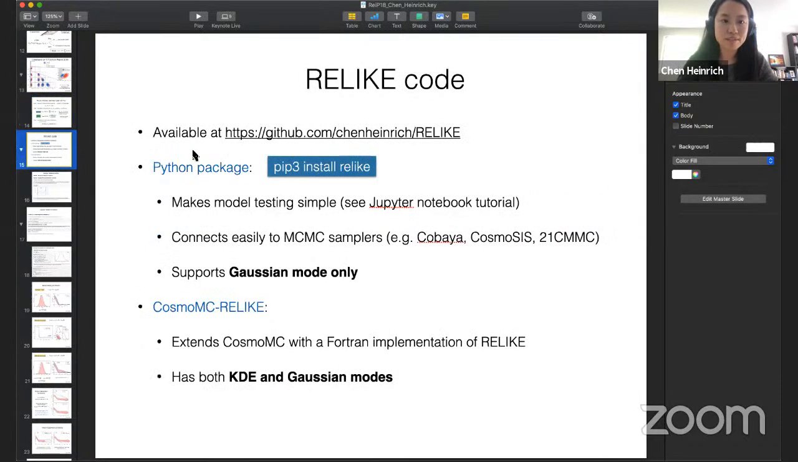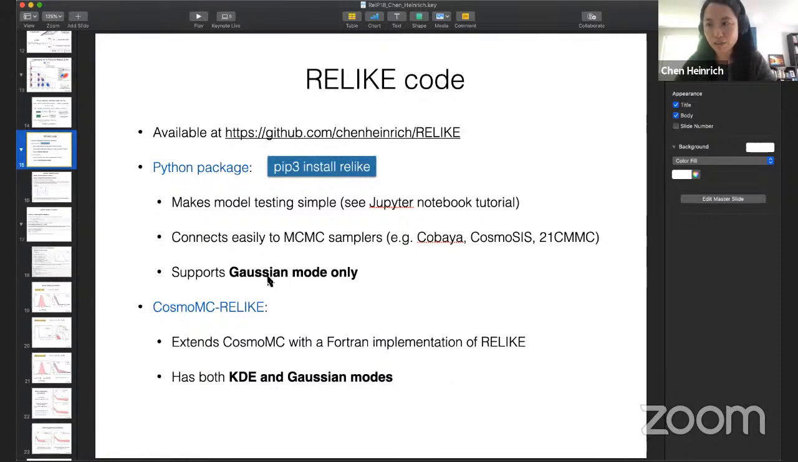So we have this code available on GitHub. I just made pip install RELIKE work like last night, so you guys are free to download it and check it out. But there'll be more README and notebook tutorials on the actual GitHub. You can hook this to an MCMC sampler and do joint analysis very easily. We actually released the version we use that's hooked already with Cosmo MC with a Fortran implementation of RELIKE. And that's also at this link. You'll be able to download and play with that if you want to.